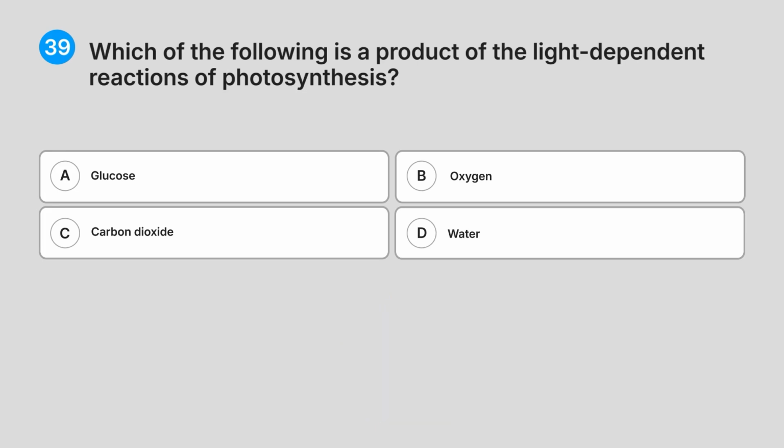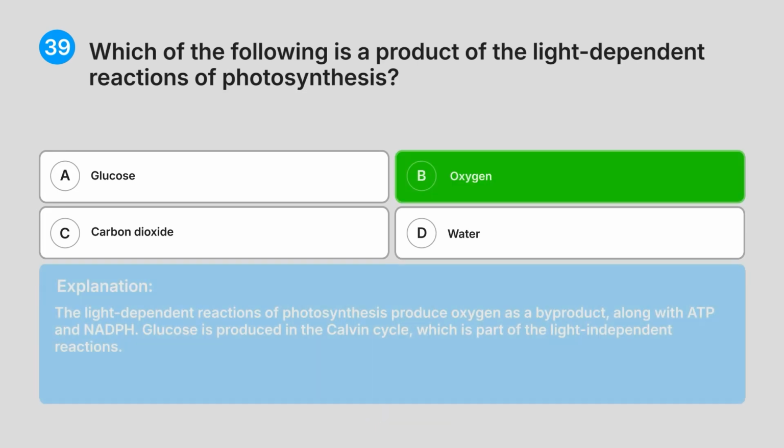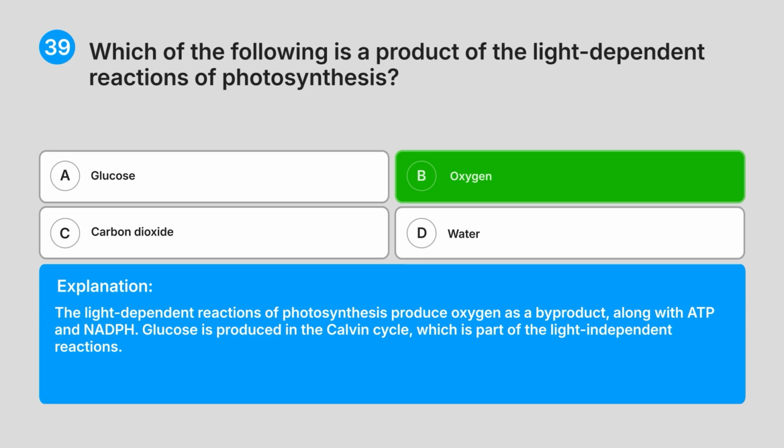Correct answer B. Oxygen. Explanation: the light-dependent reactions of photosynthesis produce oxygen as a byproduct, along with ATP and NADPH. Glucose is produced in the Calvin cycle, which is part of the light-independent reactions.